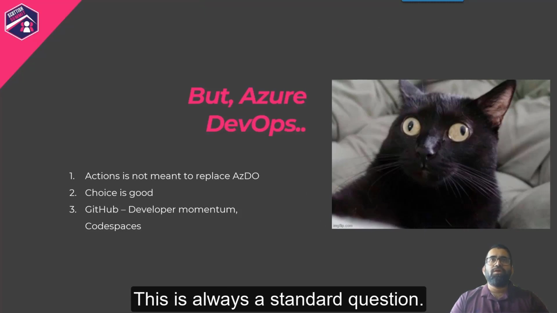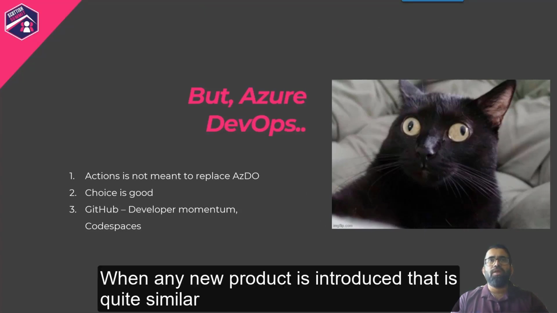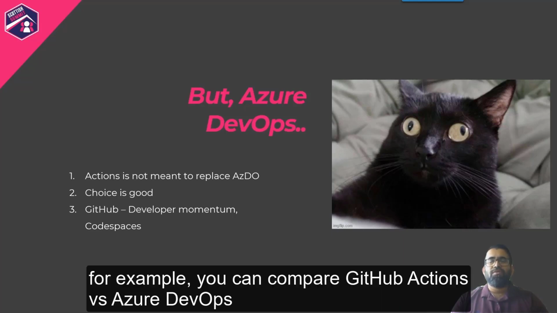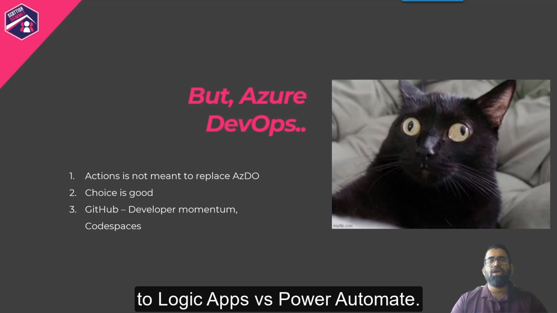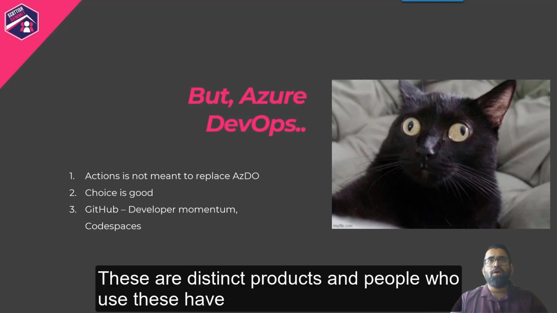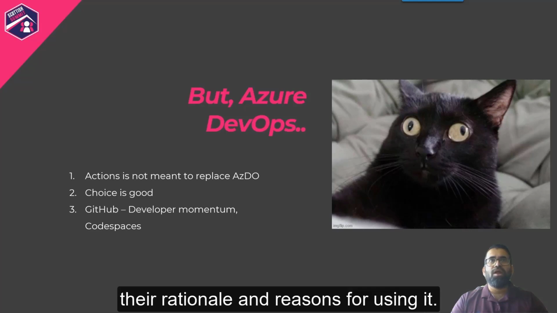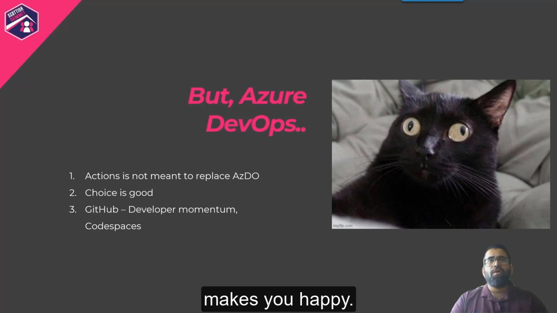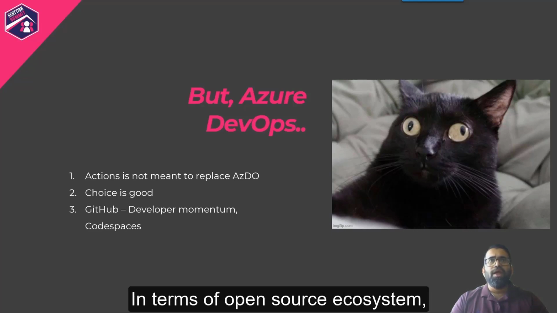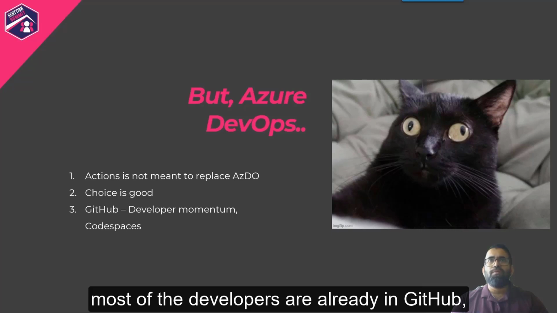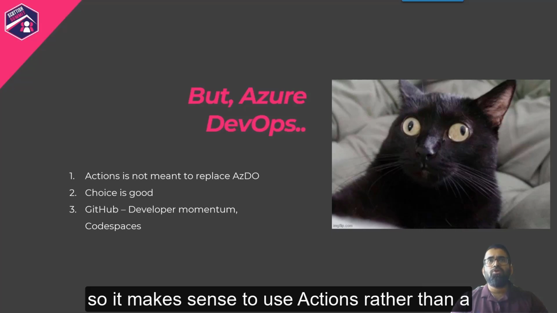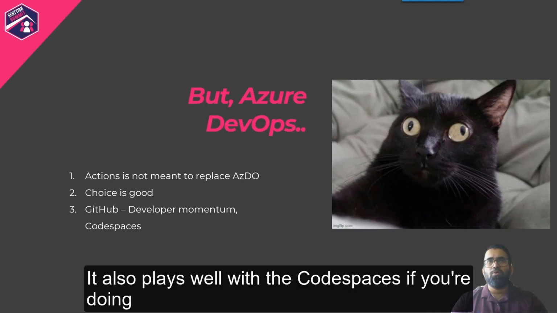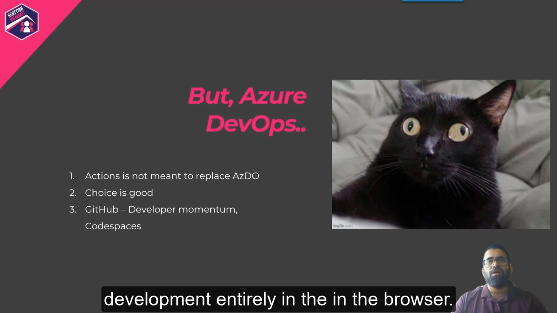This is always a standard question when any new product is introduced that is quite similar to another that exists. For example, you can compare GitHub Actions versus Azure DevOps to Logic Apps versus Power Automate. These are distinct products, and people who use these have their rationale and reasons for using them. End of the day, use a product or tool that makes you happy, even if they do similar things. In terms of the open source ecosystem, most of the developers are already in GitHub, so it makes sense to use Actions rather than Azure DevOps. It also plays well with Codespaces if you are doing development entirely in the browser.